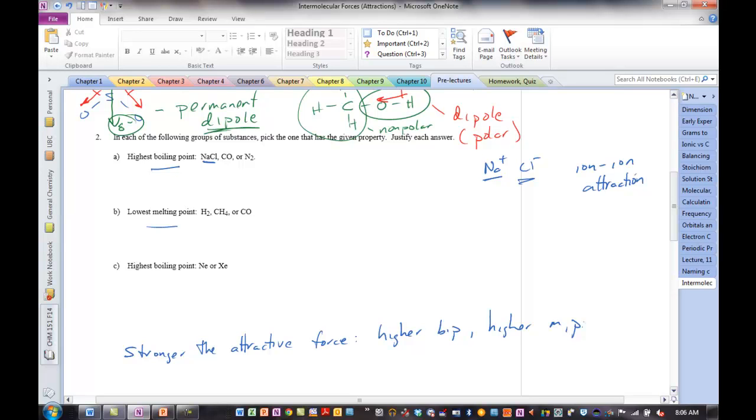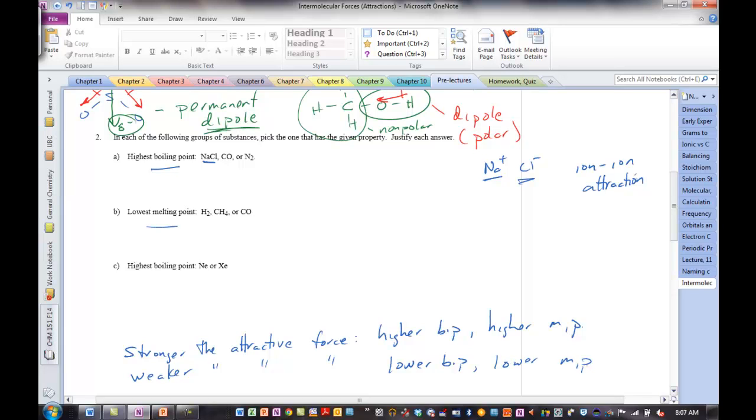Same thing for a solid. If we want to melt a solid, if those attractive forces are really strong, we're going to have to heat up that solid even more to break those attractive forces in the solid and get it to melt. Conversely, the weaker the attractive force, the lower the boiling point, and the lower the melting point.